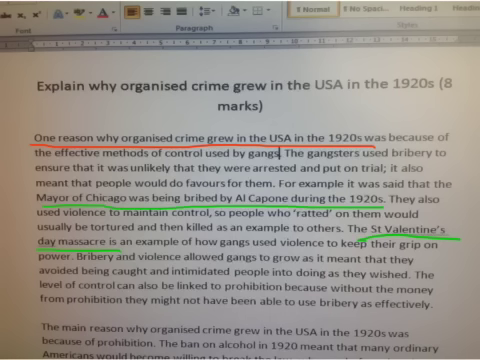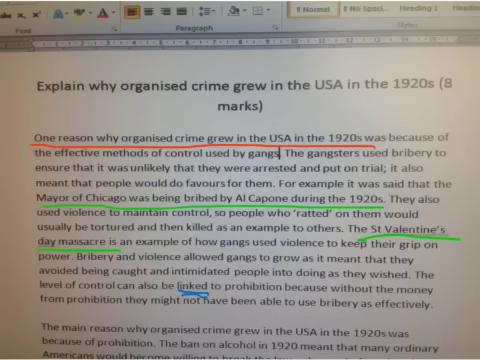You'll never guess what I've spotted. It's this word, linked. Now, I want 8 marks, so I've put the word linked in and I've linked some points together. The level of control can also be linked to prohibition, because without the money from prohibition, they might not have been able to use bribery as effectively.